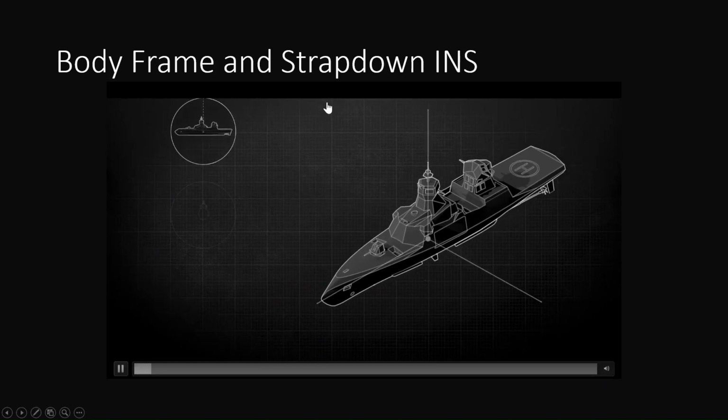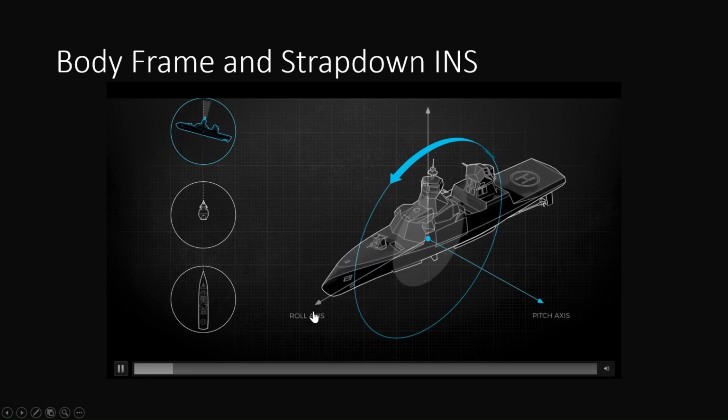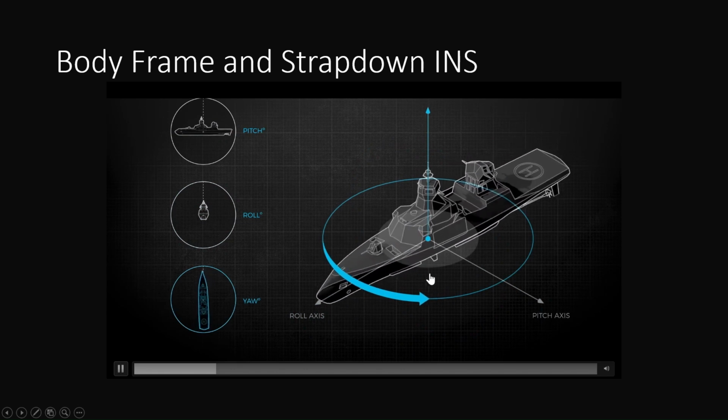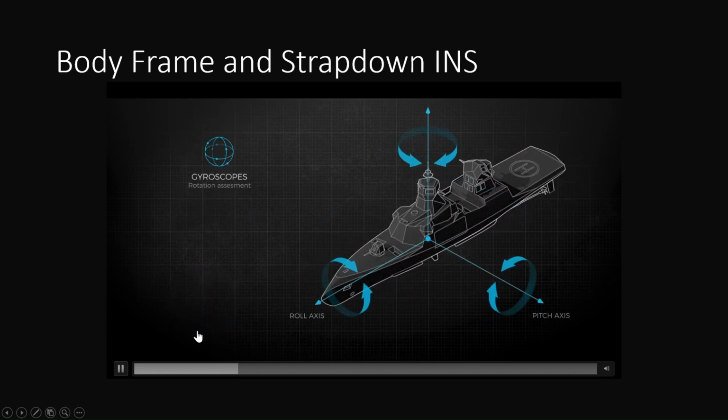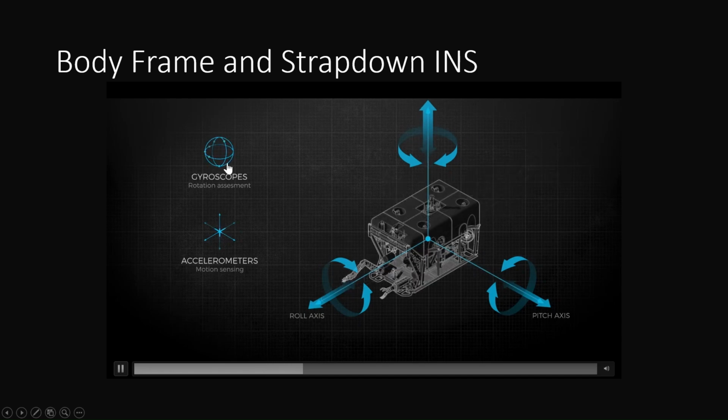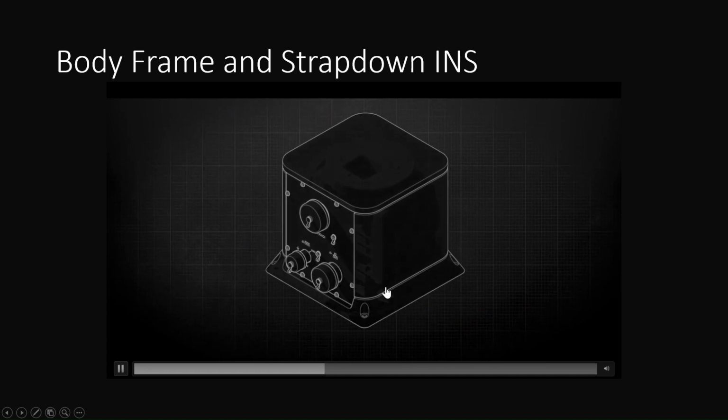So as I mentioned, this is the body frame, this is the roll axis of the ship. This is the pitch axis of the ship, and this is the yaw axis of the ship. And as the ship is moving, this coordinate system is moving along with it. So rotation is being tracked through gyroscopes, and the linear motion is being tracked through accelerometers.